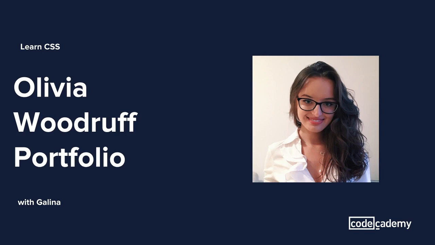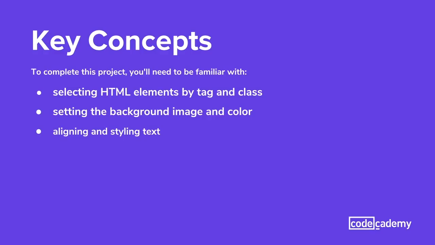Today, we'll be covering the Olivia Woodruff Portfolio Freeform project, part of the Learn CSS course. Now, before we get started, let's take a look at some of the concepts we'll be working with today. To complete this project, you'll need to be familiar with selecting HTML elements by tag and class, setting the background image and color, and aligning and styling text.